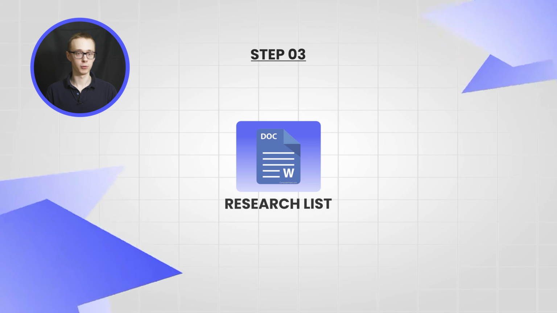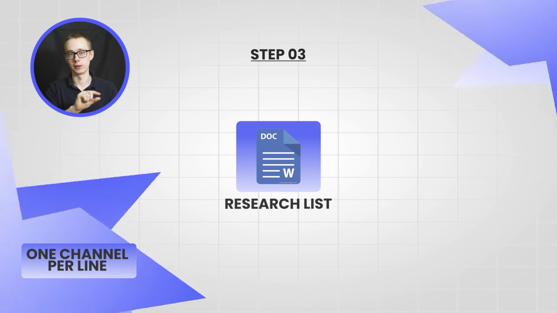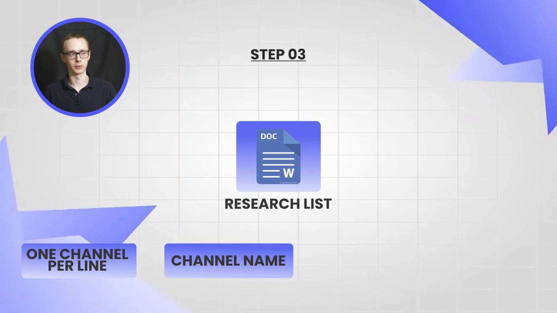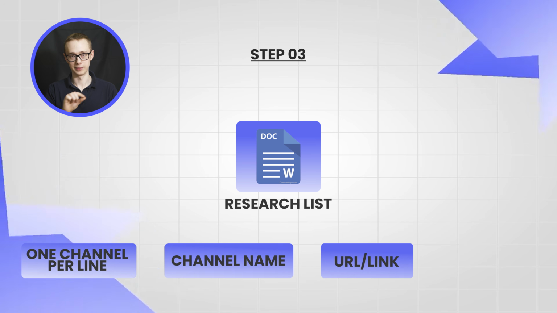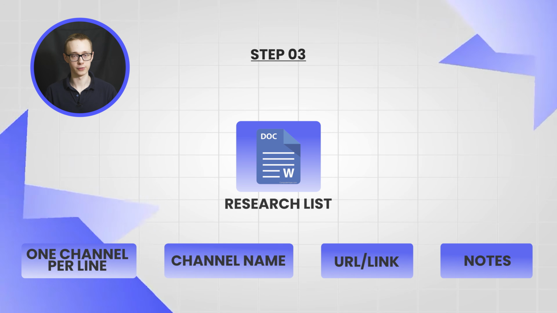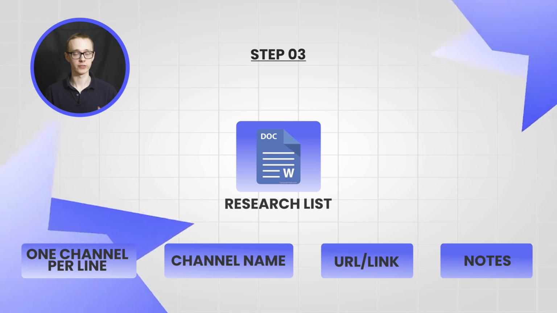Now, keep it really simple. Just add one channel per line, one line per channel, whatever you want to say, and write down the URL, the link, any notes, anything else. So we keep these saved once we need them later.